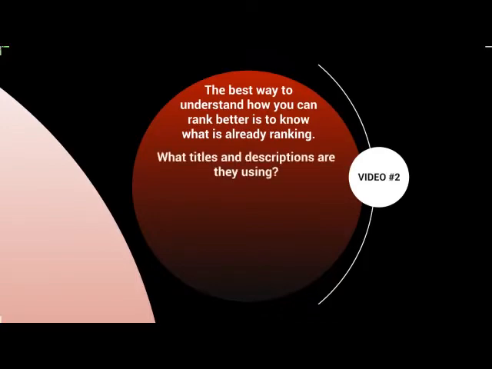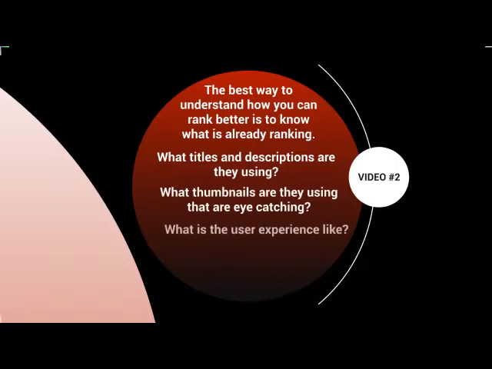So let's talk about competitive research. The best way to understand how you can rank better is to know what is already ranking in your niche or your market. So what we want to do here is analyze the videos that are on the top. I want you to specifically look at what titles and descriptions they are using, what thumbnails they are using that are eye-catching, and what the user experience is like when you click through those videos. So let's go ahead and do some competitive research.